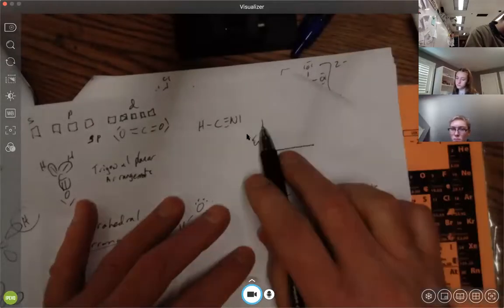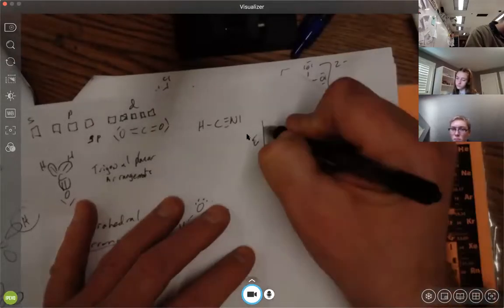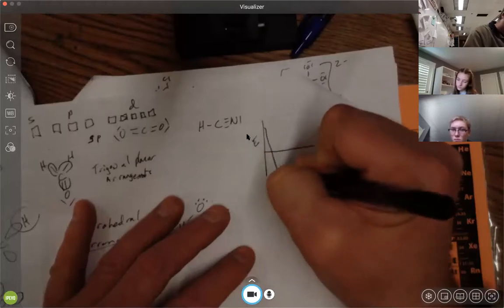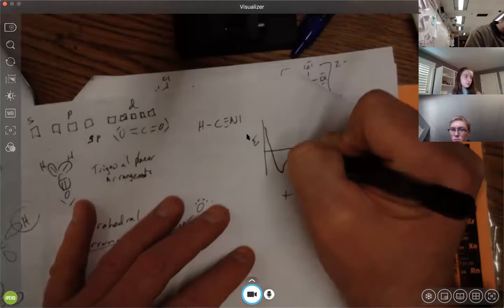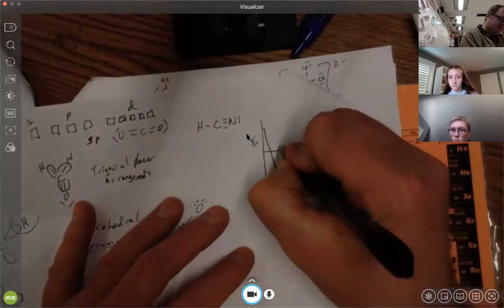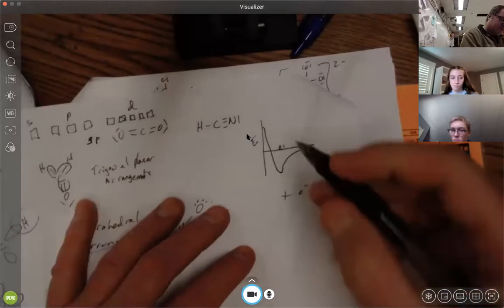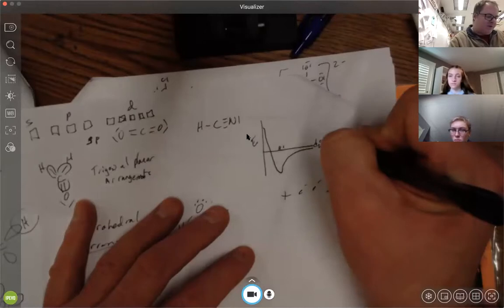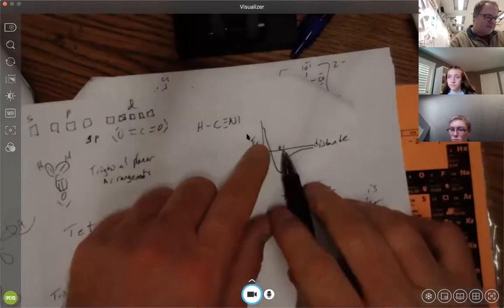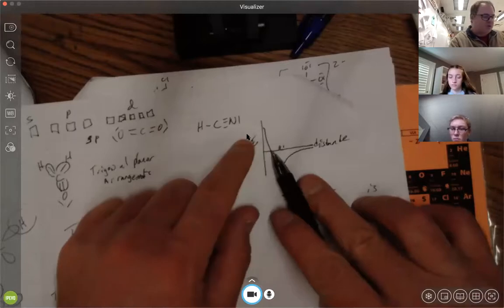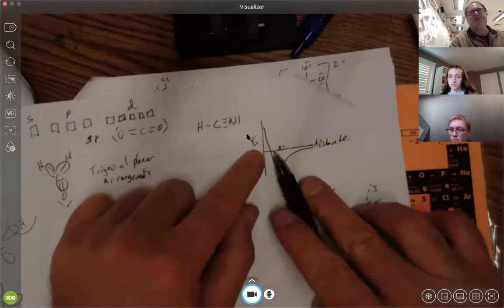If we start up here, we go down here and here. This is going to be the radii. This is going to be distance. So this is energy versus distance. If we decrease the distance, like this is 0, if we decrease the distance between 2 atoms, it gets very hard to push them together.